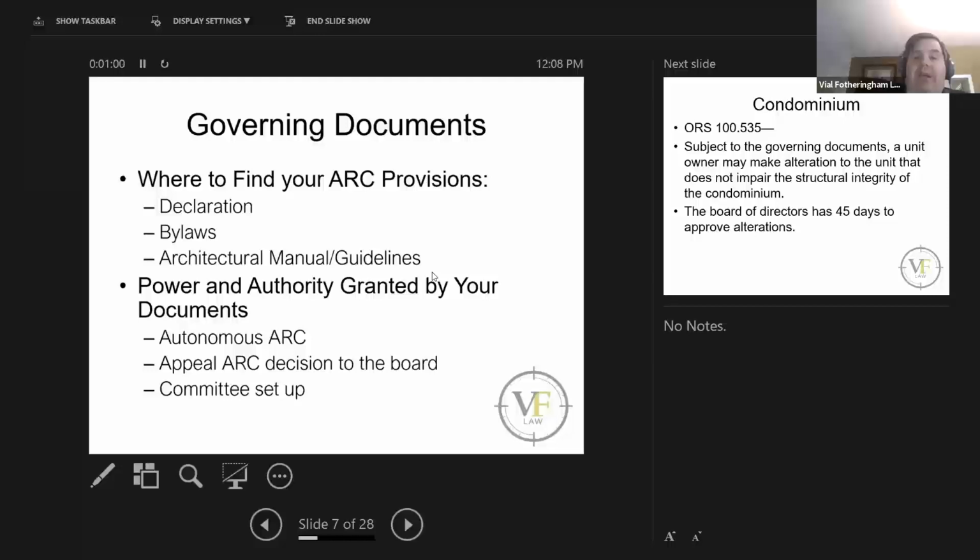So, for example, some documents give the architectural review committee autonomous control over all architectural review issues. There is no appeal right. There is no input from the board. It's rare, but they are out there. Frequently, and when we set them up, this is how we do it, there is always an appeal right from an ARC decision to the board. And then the documents also are going to describe how the committee's set up, how members are elected, how long they serve, how many committee members there are. All things like that are going to be found in your governing documents.